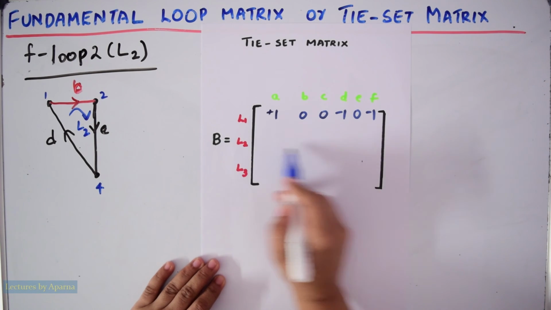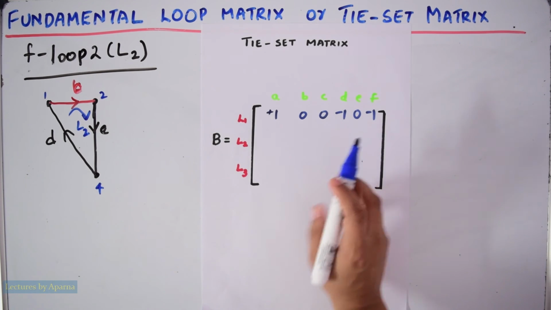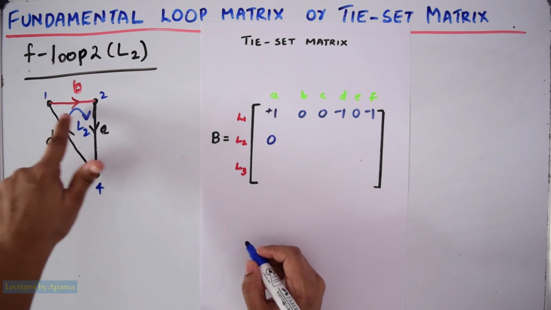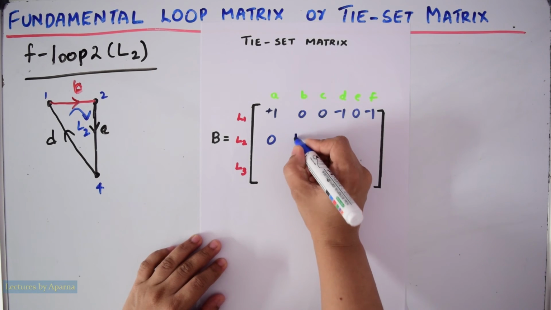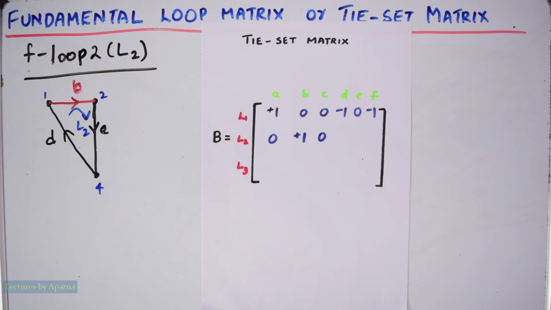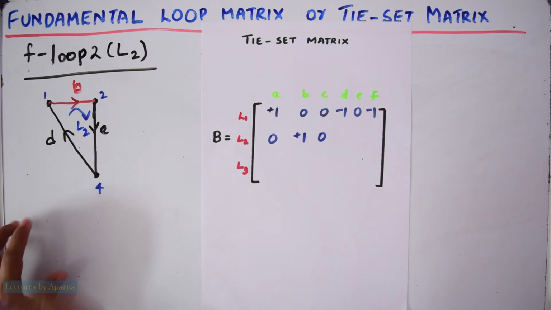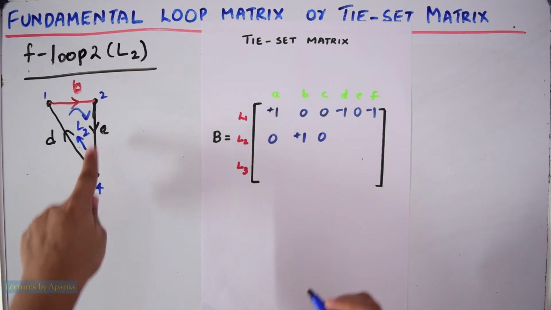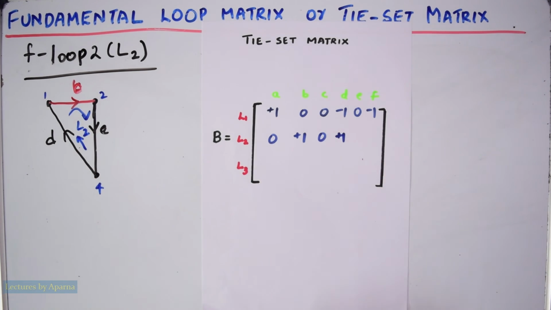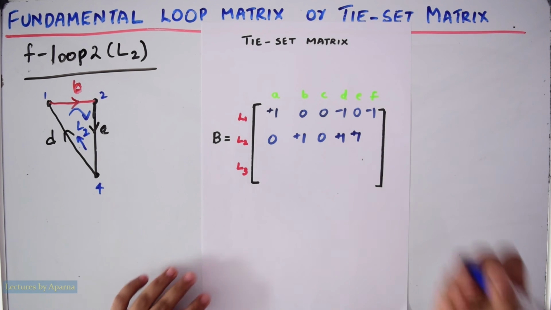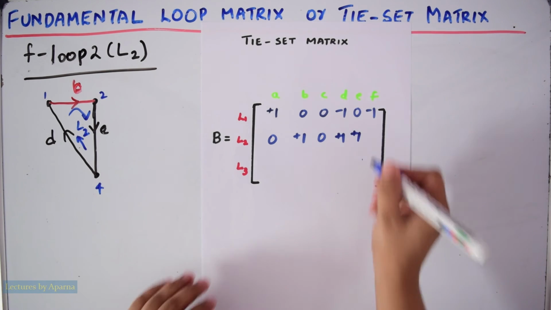At L2 you have to fill for all the branches. Branch A is not there. So put a 0 here. Branch B is in the same direction as L2. So +1. Branch C is not there. So put 0. Branch D is in the same direction as the direction of the loop. So +1 here. Branch E is also in the same direction. So +1 here. Branch F is not there.